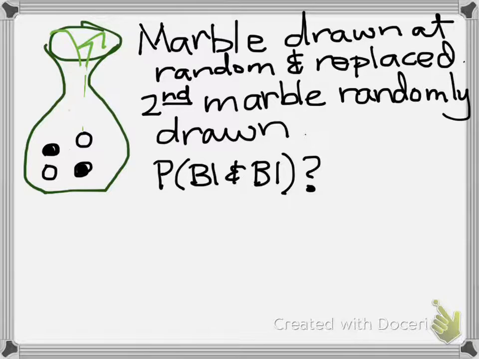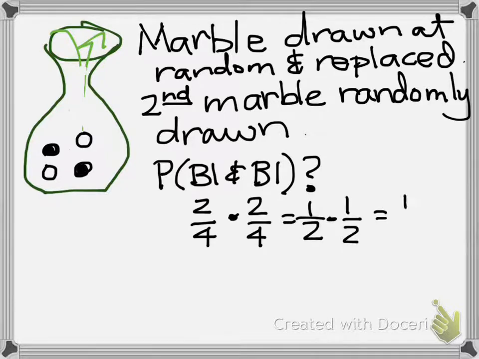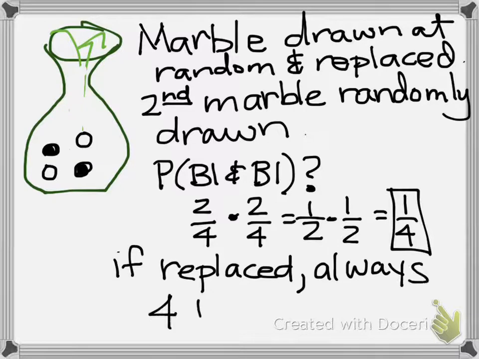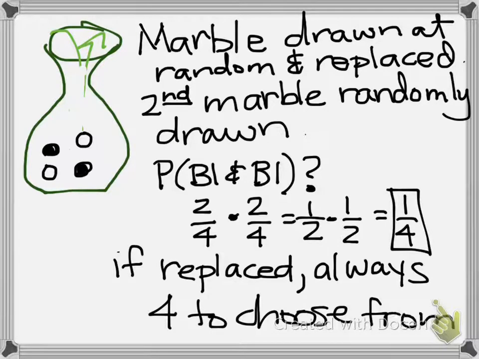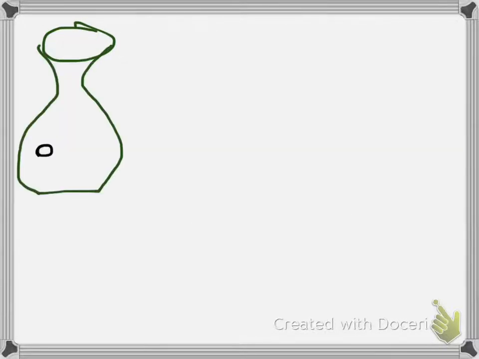So the probability of getting a black the first time is going to be 2 out of 4. Now, the second time is also going to be 2 out of 4 because it was replaced. If it was a black one, the black one got replaced, there's 2 blacks out of 4. So that would be 1/2 times 1/2, which equals 1/4. So the probability is 1/4. If it's replaced, there will always be 4 marbles to choose from.